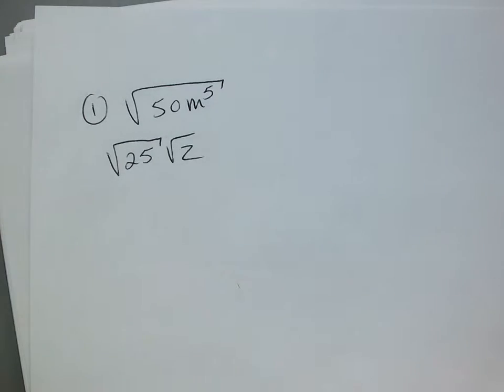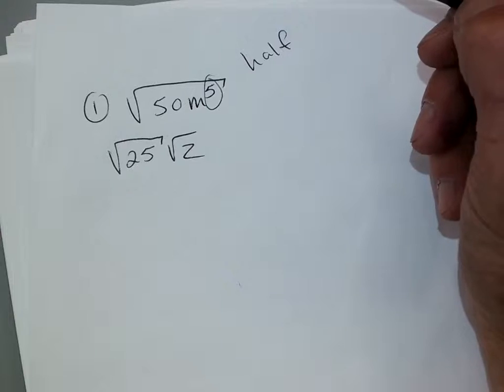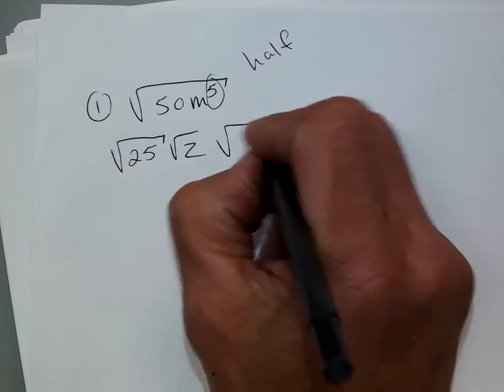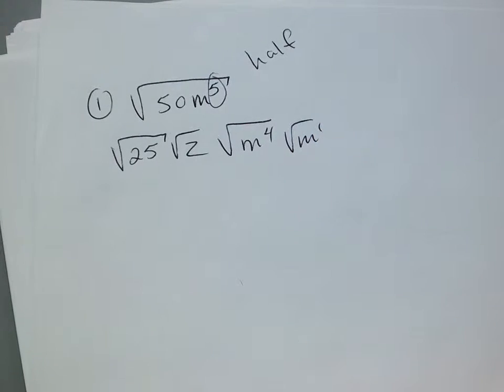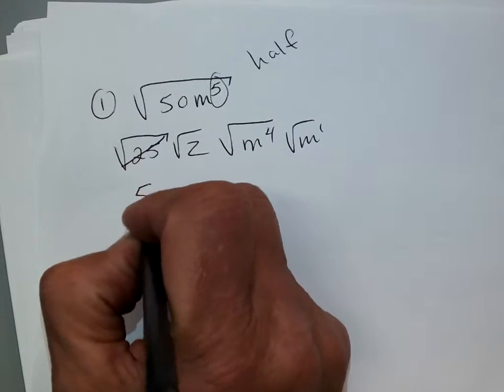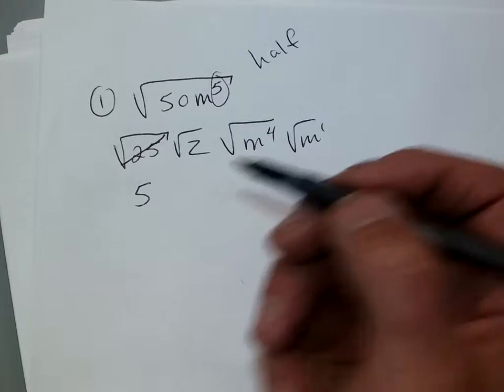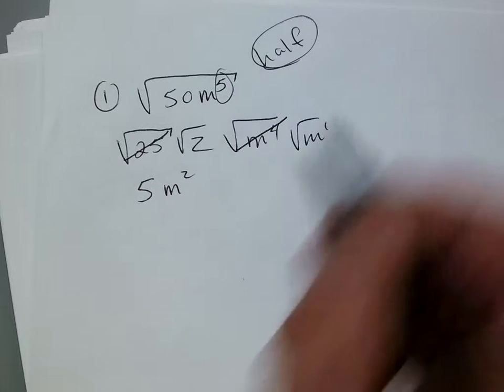Now, I want to take half of this exponent, but I can't because I would get a decimal. So I'm going to change it to the square root of m to the 4th and the square root of m to the 1. Now, I'm not going to get everything out, but I'll get some stuff out. For instance, I can get out a 5, can't I? Because the square root of 25 is 5. I can get out an m to the 2nd because I'm going to take half of the exponent.